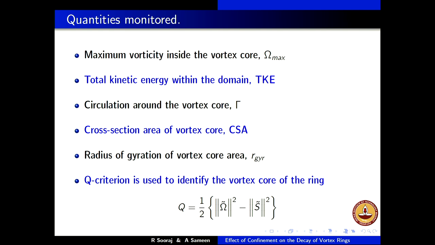In this study, we rely on the Q criterion, which is defined as half of the norm squared of the rotation tensor minus the norm squared of the shear strain tensor.